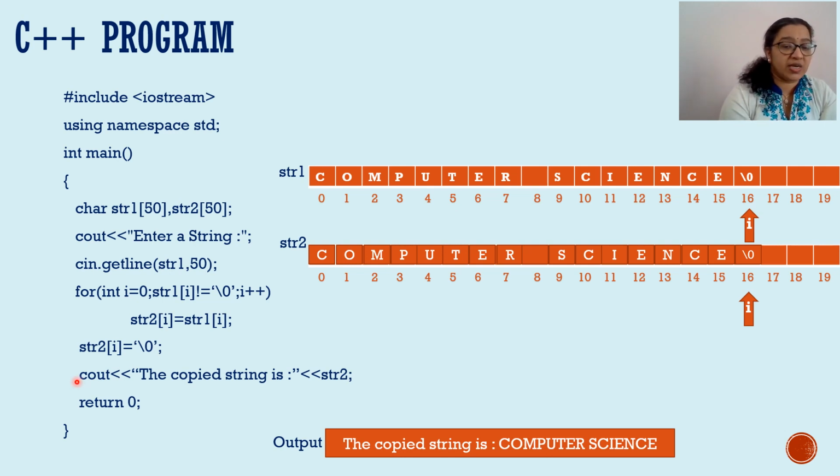Now the next statement is, see how the copied string is str2. So just see the output screen. Yeah, the copied string is computer science. Understood now? So this is the way of copying a string from one variable to another variable. Letter by letter we are copying here. Understood? Okay.